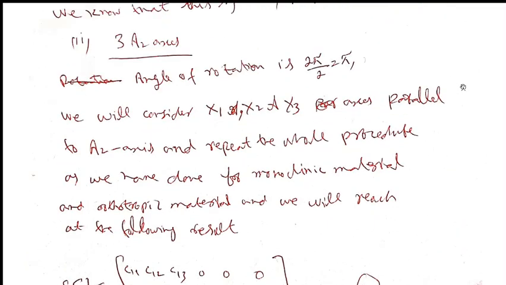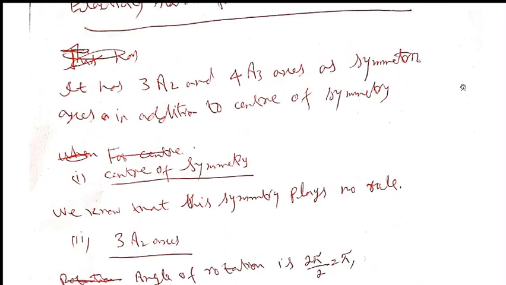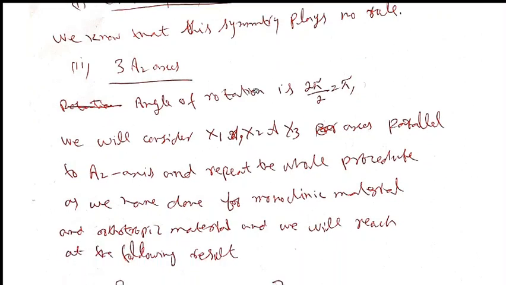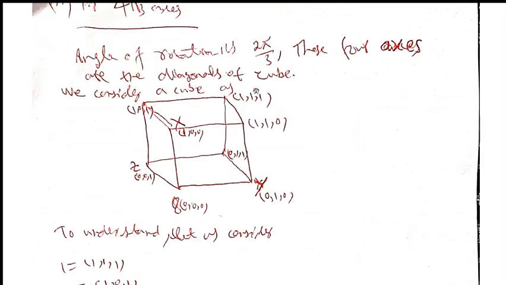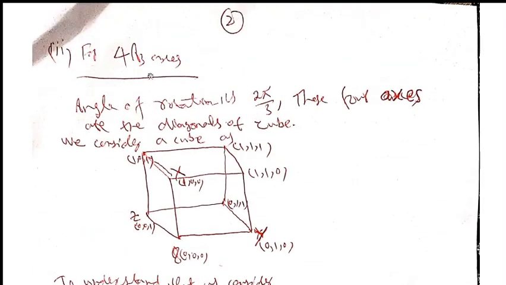But we have more symmetric axes. There are 4A3. Now what does this 4A3 mean? A3 means that we have an angle of rotation 2 pi by 3. What is 2 pi by 3? 2 pi by 3 is 120. That is, we have an angle of rotation of 120 degrees.